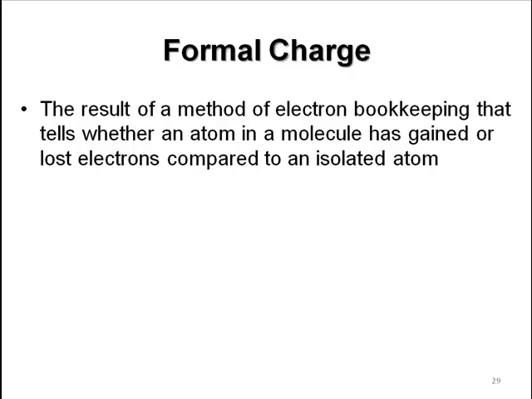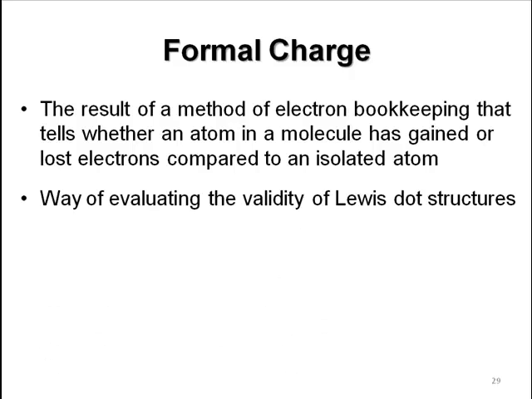Now, the next thing in looking at Lewis dot structures is to consider what is called formal charge. Formal charge is something just like bonding and it was completely invented by people trying to explain what's going on. This is the result of a method of electron bookkeeping that tells whether an atom in a molecule has gained or lost electrons compared to an isolated atom. This is a way of evaluating the validity of Lewis dot structures, like that last one, or the SF one. How do you know it's valid?